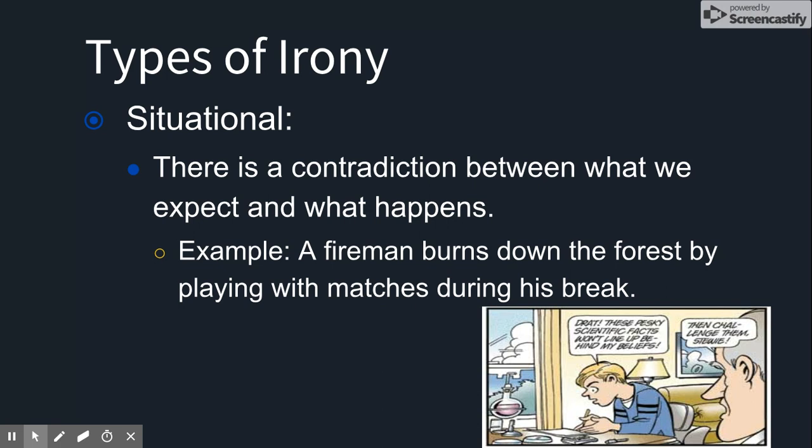The second type of irony is situational. This is when there is a contradiction between what we expect to happen and what actually happens. For example, a fireman who burns down the forest by playing with matches during his break. We would expect for the firefighter to know better than to play with matches in a forest.